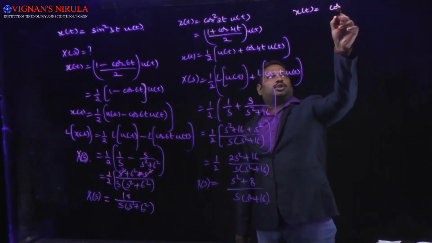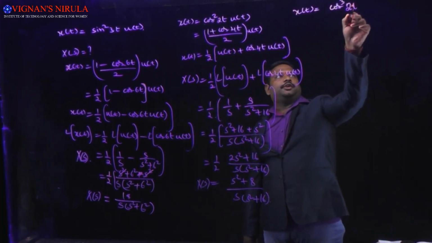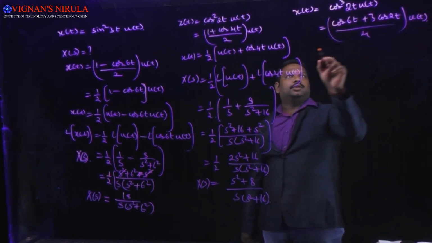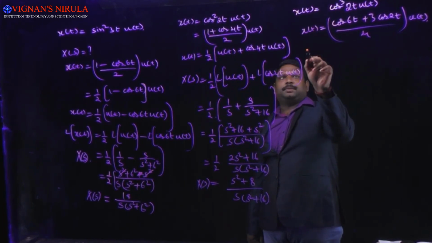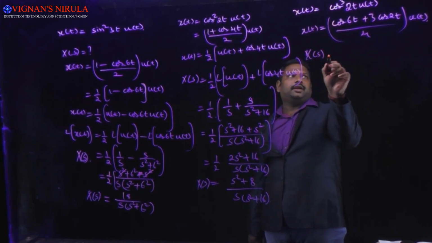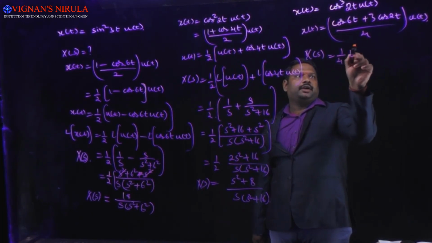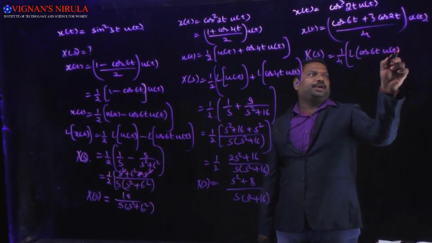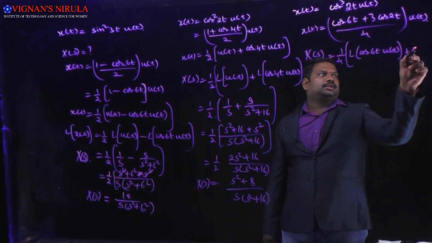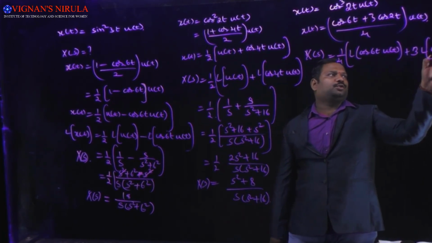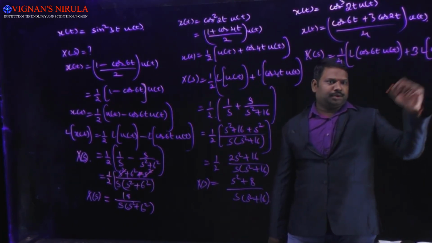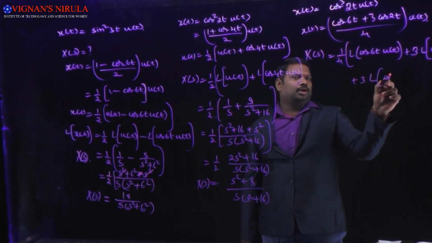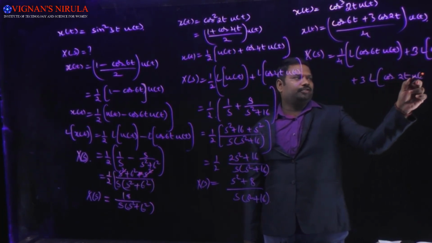Next, cos cube of 2t into u of t. Simply write that one, x of t, then its Laplace transform x of s on the left side. Keep this 1 by 4 outside. Therefore, the Laplace transform of cos of 6t into u of t plus 3 into the Laplace transform of cos of 2t into u of t.